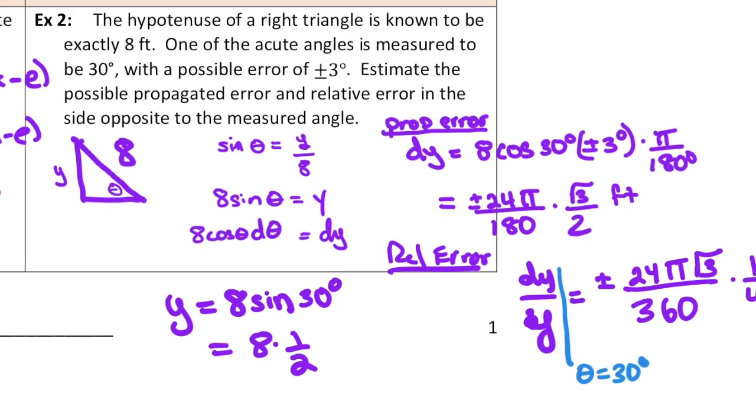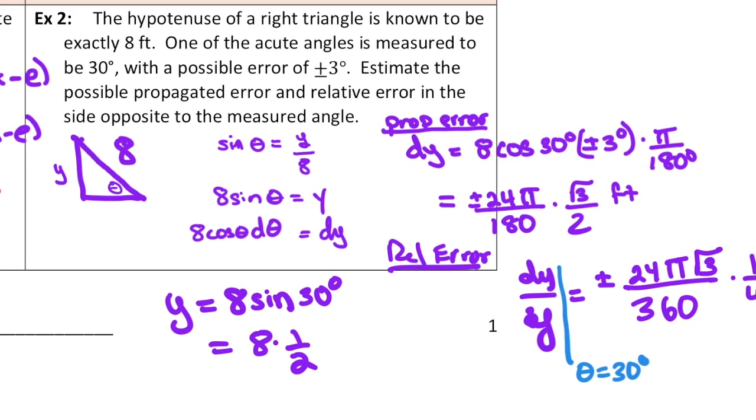Now for example 2, we were talking again about propagated error and relative error. To find the propagated error, you're going to use the differentials. Once you've set up your problem and knew that you were looking for the length of the side y, in this case, write your equation, find your derivative, understand propagated error means find dy.